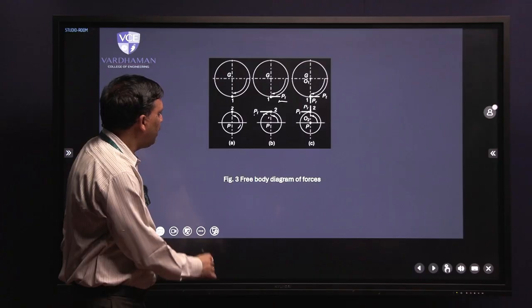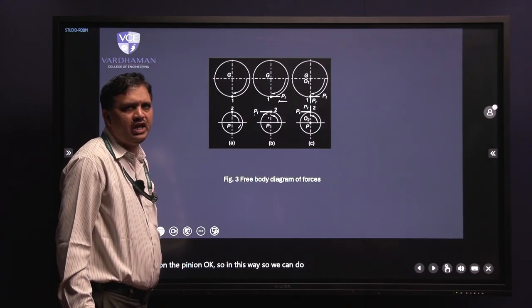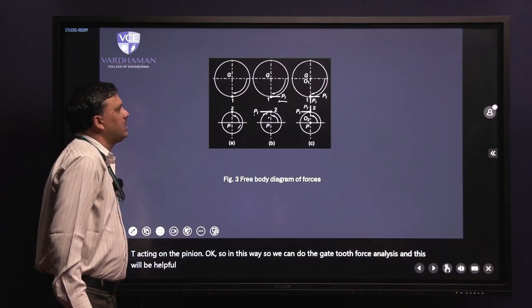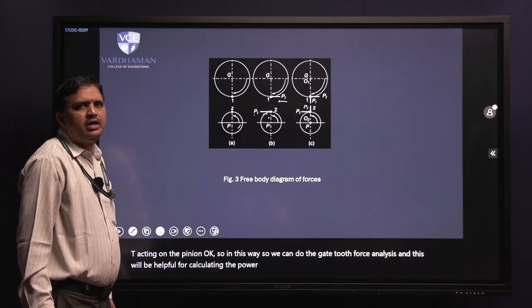In this way you can do the gear tooth force analysis, and this will be helpful for calculating the power transmitted between the gear and the pinion.